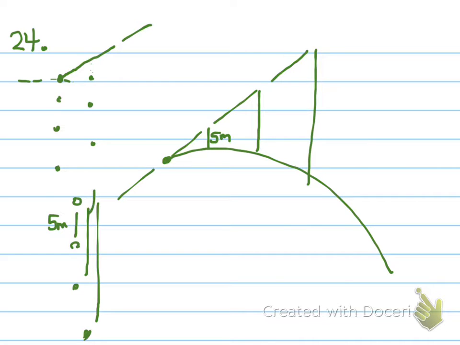If this was 15 meters, this would also be 15 meters. And if this was 25 meters, this would also be 25 meters. So they would be the same distance below. So that's number 24. Number 27. 27 says, how is the horizontal component of velocity for a projectile affected by the vertical?